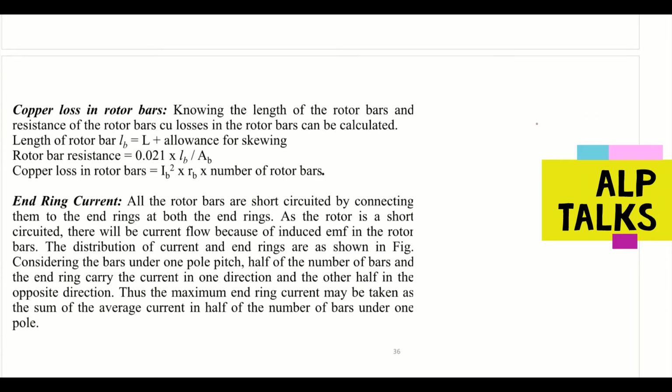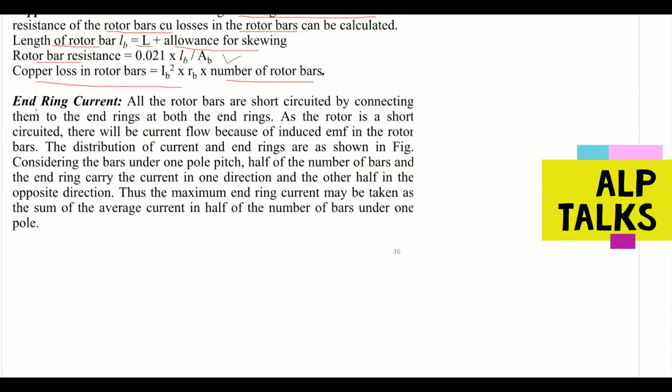So, copper loss in rotor bars. Knowing the length of the rotor bars and the resistance of the rotor bars, we can calculate copper losses. How can we calculate the length of the rotor bar? That is nothing but L plus allowance for skewing. Resistance of the rotor bar is nothing but 0.021 into LB by AB. So the copper loss is nothing but I square R into the number of rotor bars.